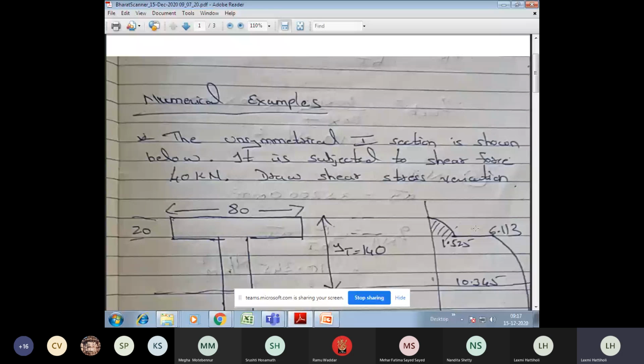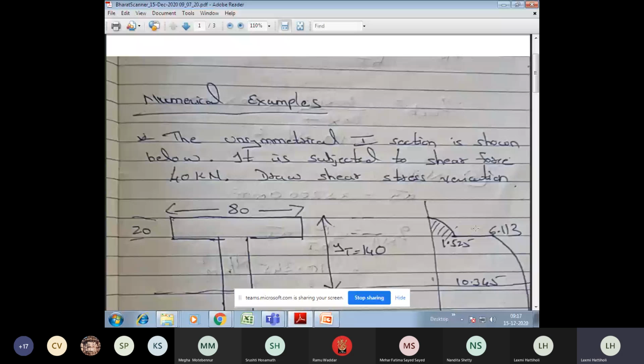So now with this he has also given you the cross section of the I section, right? Cross section in the sense of the flange width, depth of the flange, web thickness, web depth, and bottom flange, and so on. So every cross section dimension is given to you. So now he is asking you to draw the shear stress variation diagram.